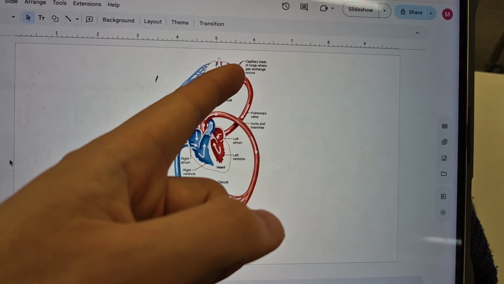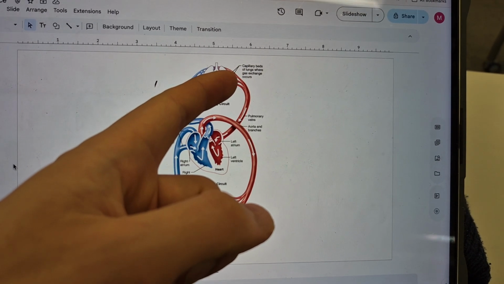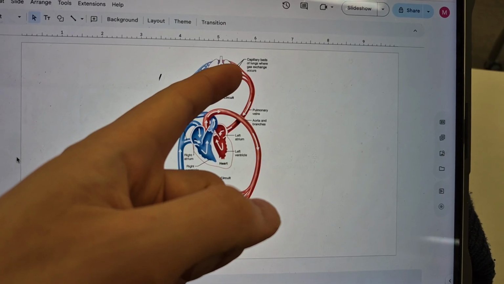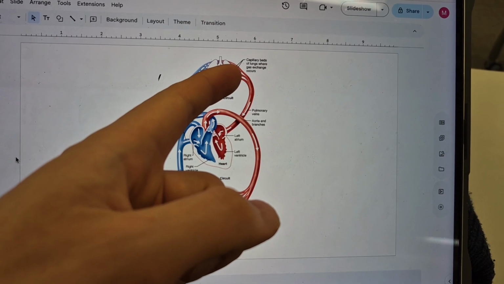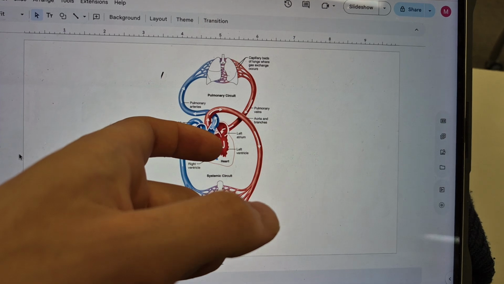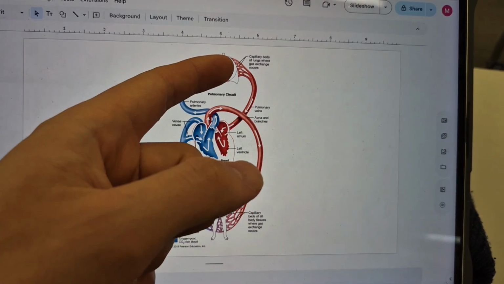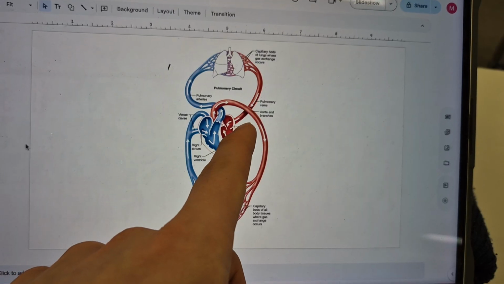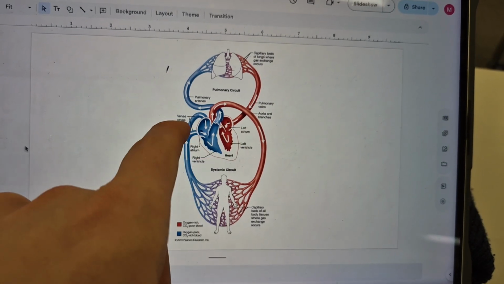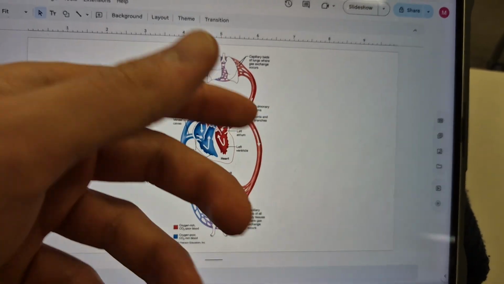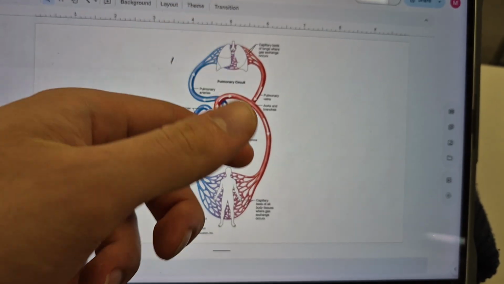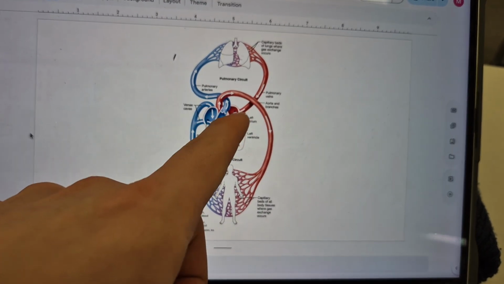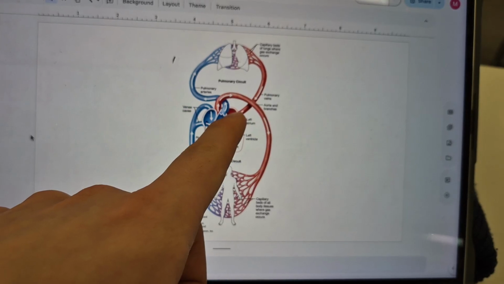So now we're in the systemic circuit. And the systemic circuit's job is to bring oxygenated blood back to the heart and to the body. So it goes from the lungs through pulmonary veins, which are going to be here, and they're also going to be here because the heart is 3D. This is just a 2D picture. And it all collects in the left atrium.